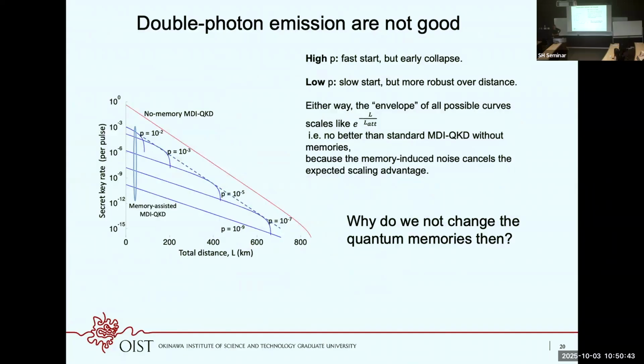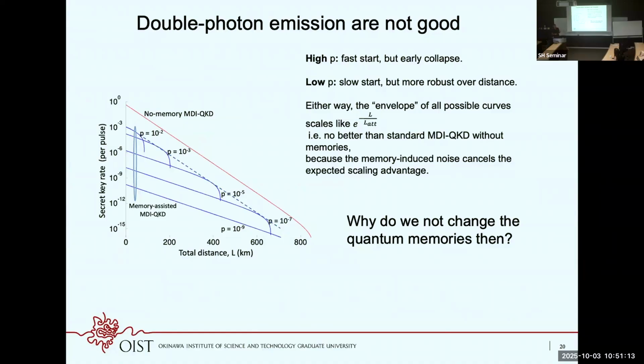So finally, you can see the key rate versus the total distance between Alice and Bob for this memory-assisted QKD protocol. And as you can see, we compare different blue lines with the red line. The red line is no memory, so the normal MDI QKD. Of course, what we wished, when we did this calculation, was that the blue line crosses the red line. Otherwise, we want to show an advantage.